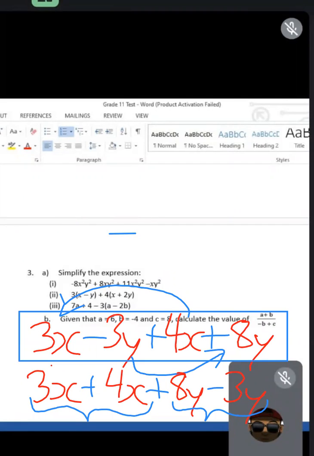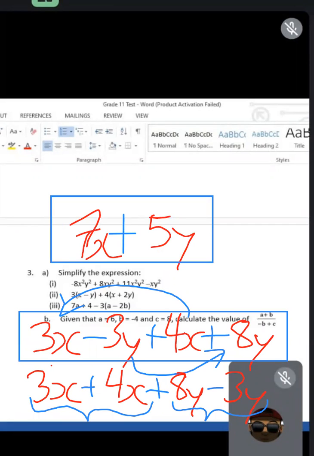Now when all of that is said and done, that is how we end up with 3x plus 4x resulting in 7x, 8y minus 3y. So this would be our final answer for part 2, right? So we did this here and we did that. All right. So we're going to move on to part 3.